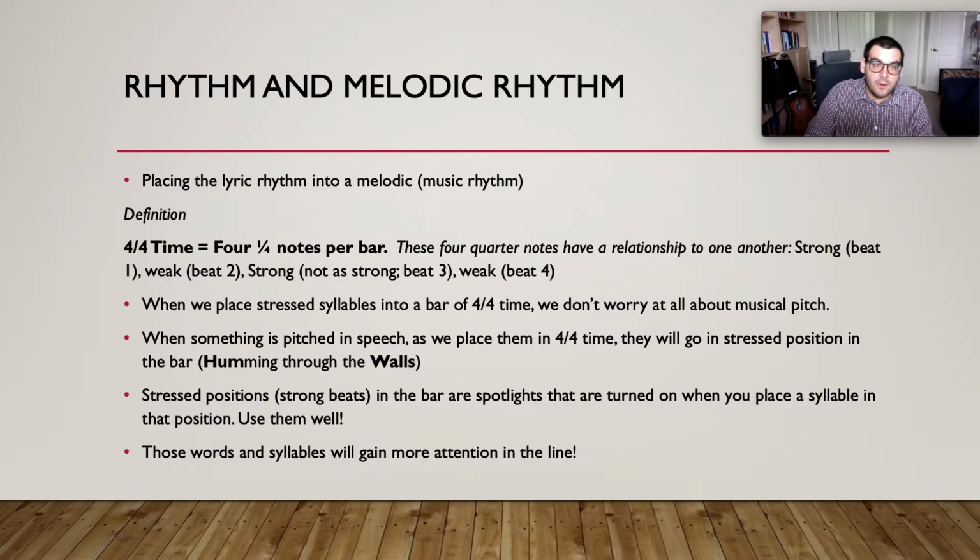Alright, so rhythm and melodic line. Placing the lyric rhythm into a melody, into a musical rhythm. So like I said, we have 4/4 time. The top number means that we have 4 beats per measure, and each of those beats equals 1 quarter note. Remember, our strong beats, our stressed syllable beats, are going to happen on beats 1 and 3. Our weak beats, so the unstressed syllables, are going to happen on beats 2 and 4.